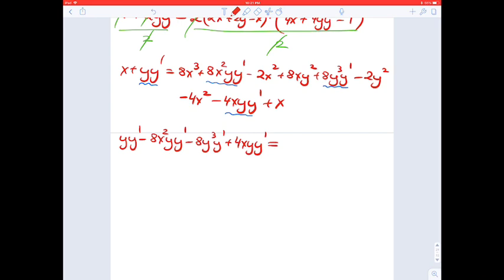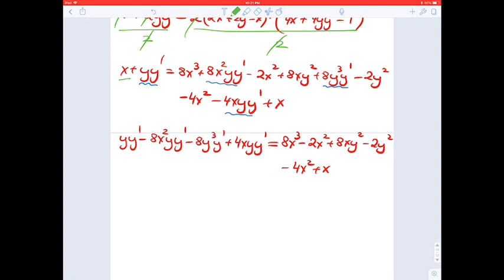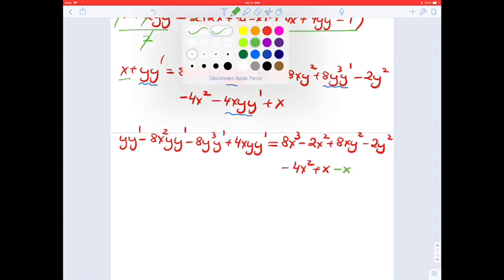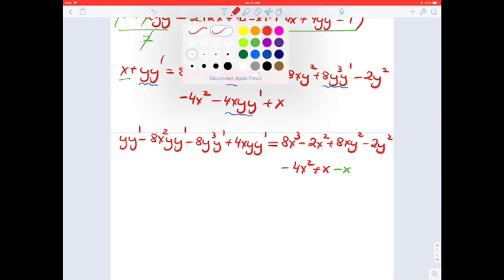Done. What's left? I had 8x cubed minus 2x squared plus 2xy squared minus 2y squared, and then minus 4x squared plus x, and I have also on the left hand side the x that I will subtract, which at least, I don't want to mess up, at least something is cancelled out.